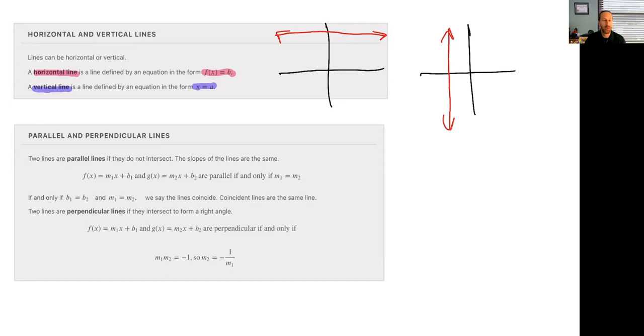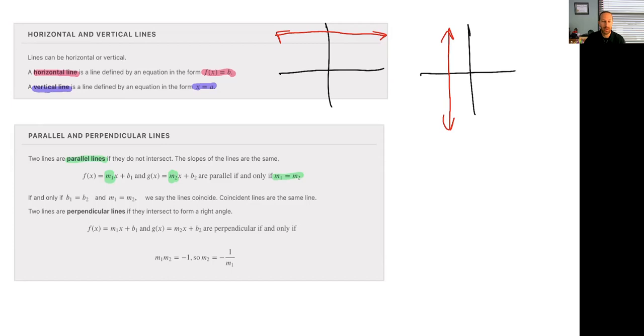Okay, well then, what about when we add in multiple lines? Okay, we're gonna look at their slopes. Just like I told you at the beginning, very, very important concept. Parallel lines means, hopefully you remember this as well, that their slopes have to be the same.